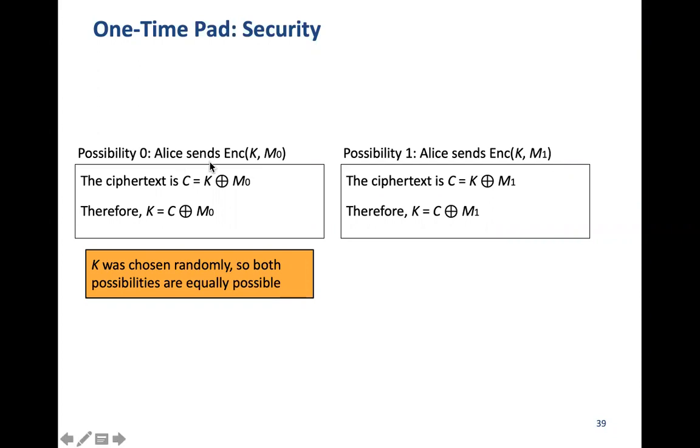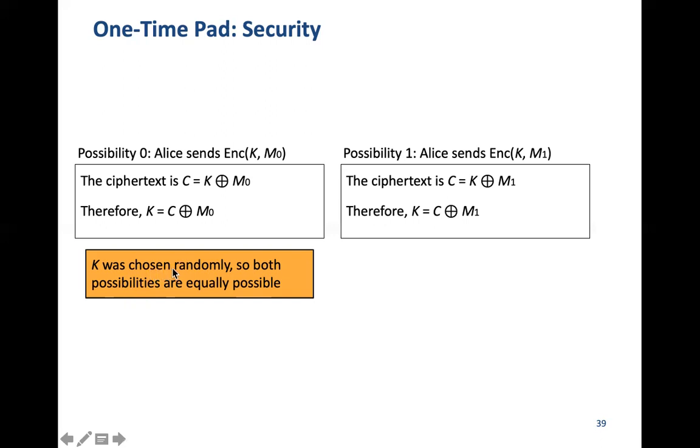For example, there are two attempts. Alice sends an encrypted message where the original message was M0 and uses key K. So the ciphertext is K exclusive OR M0. Therefore, K is equal to C exclusive OR M0. Now, the second possibility: Alice encrypts message M1 with key K, and the ciphertext C is equal to K exclusive OR M1. Therefore, K is equal to C exclusive OR M1.